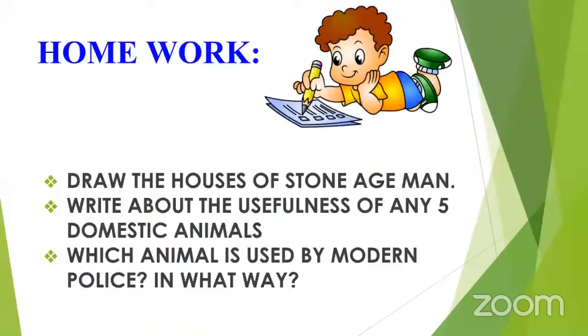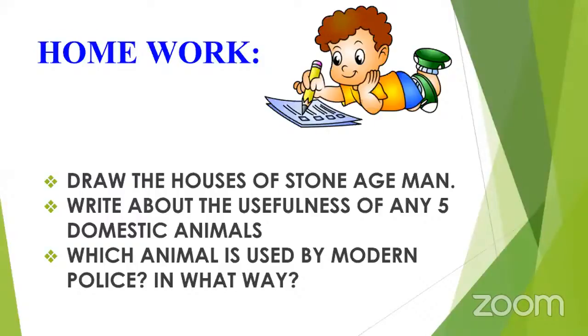Okay, children, now you have to take a screenshot or write down the homework for today. First question is, draw the houses of Stone Age men. I showed you four pictures. Those pictures you have to draw. Second question is, write about the usefulness of any five domestic animals.